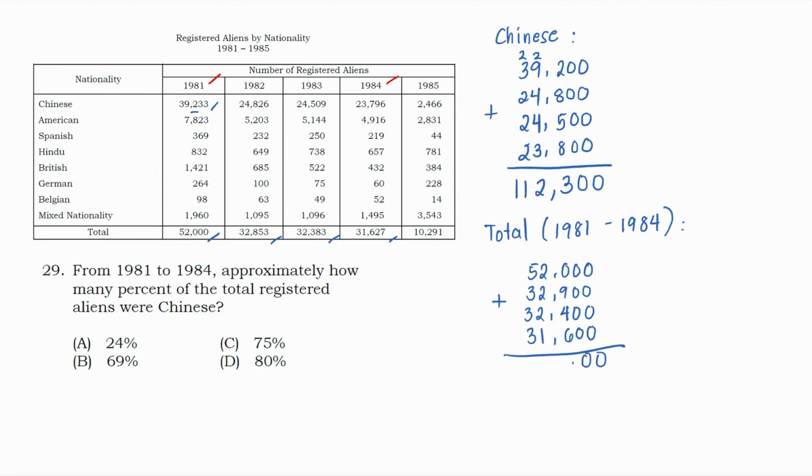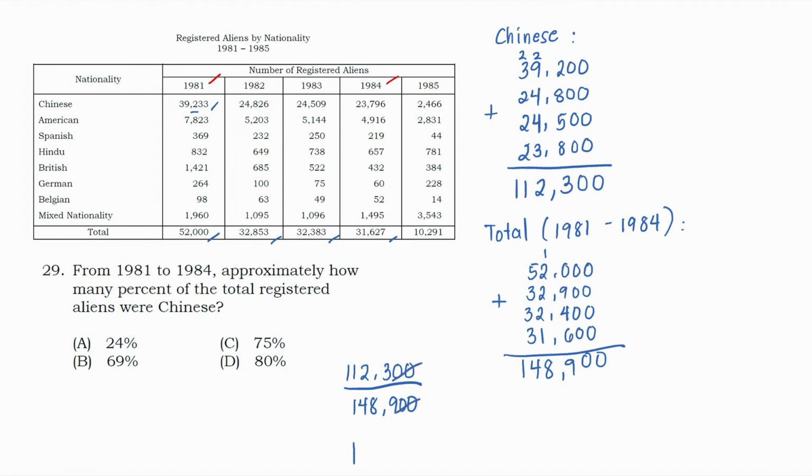So, i-add lang natin. 0, 0, 19, carry 1, 6, 7, 8, and then 3 plus 3 plus 3, 9 plus 5, 14. So, we have 148,900 na total. So, para makuha nyo yung percentage ng Chinese registered aliens to the total, kukunin nyo lang yung 112,300 over 148,900. Yan. So, kagamit kayo dito ng long division.